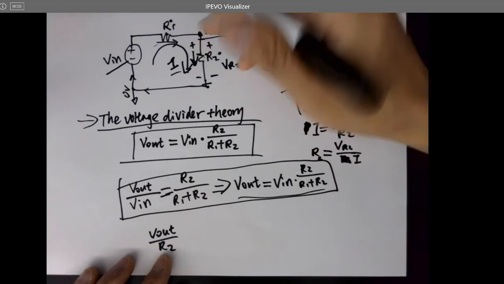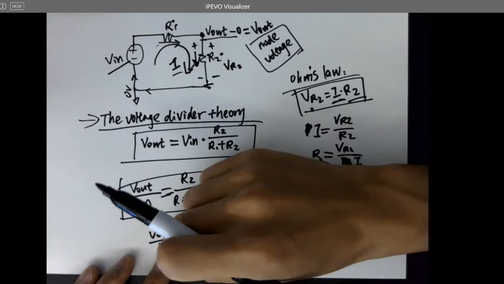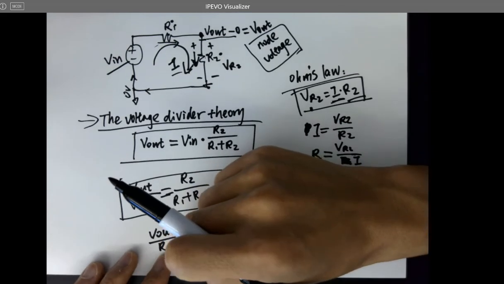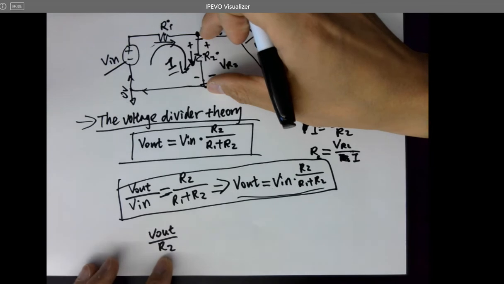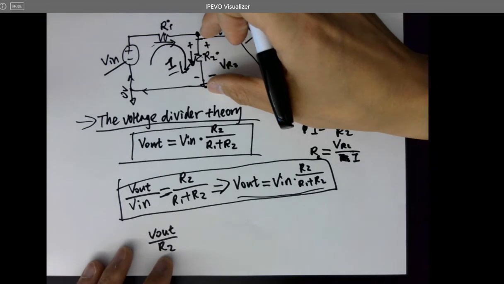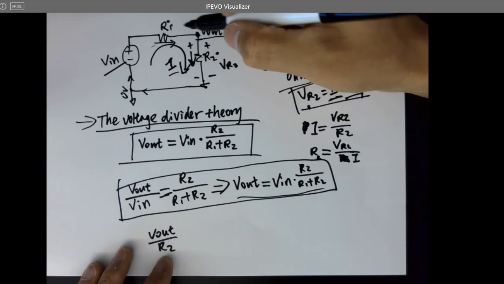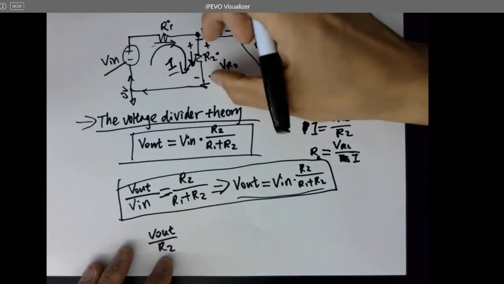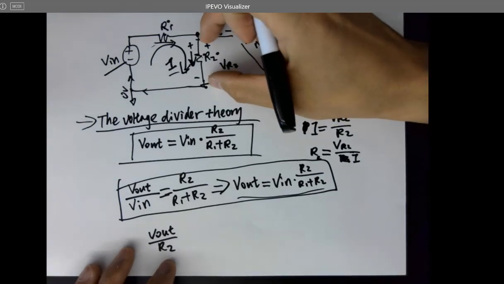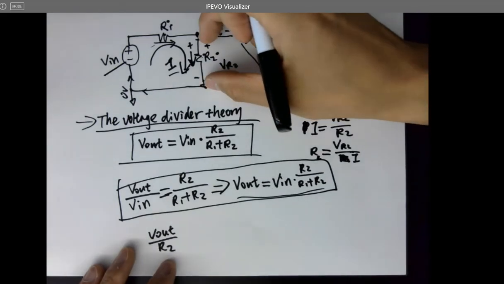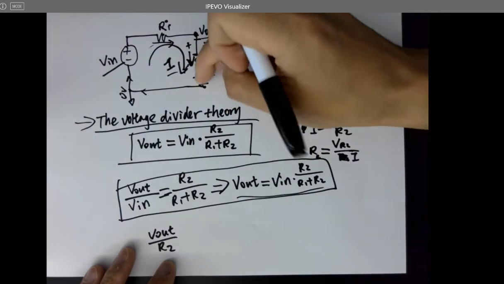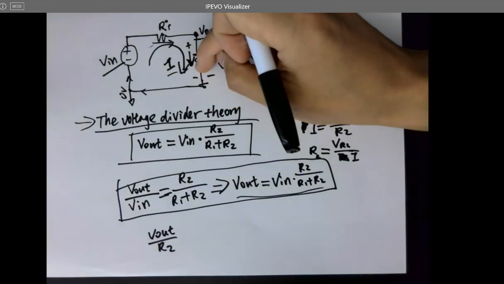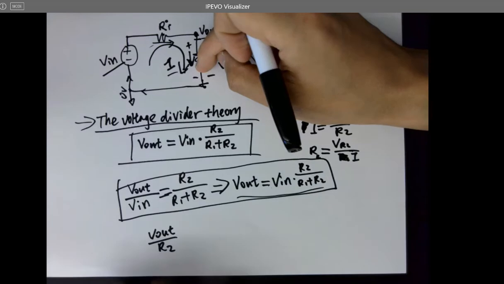Just looking at VL over R2, so what is this calculating? What is this trying to get? The current, yeah, voltage over resistance, current, right? So the current of what? Flows through where? The circuit and also where? For the R2. Because that's the voltage across R2, that's a resistance. It's going to be current flows through here.